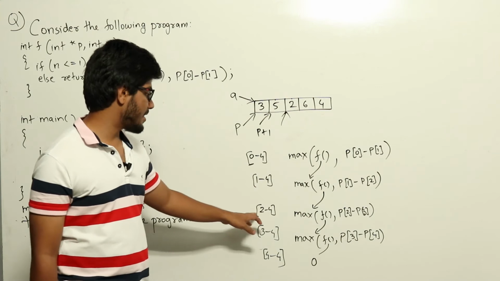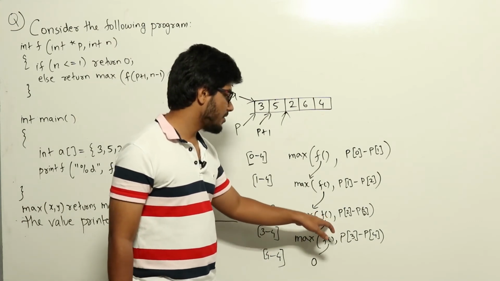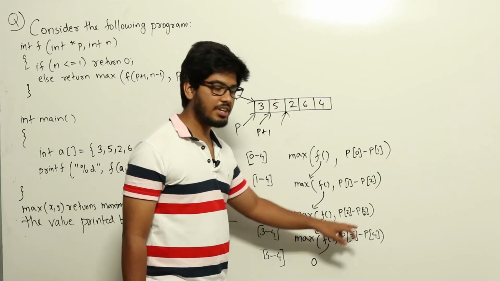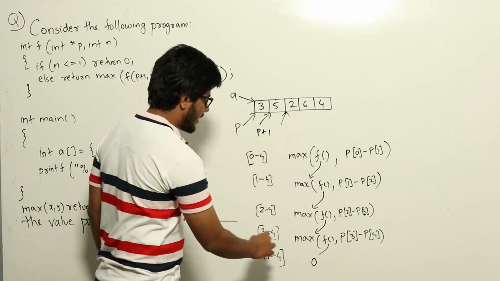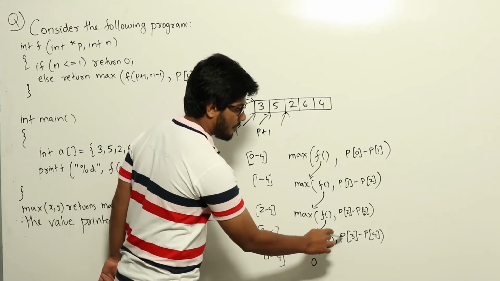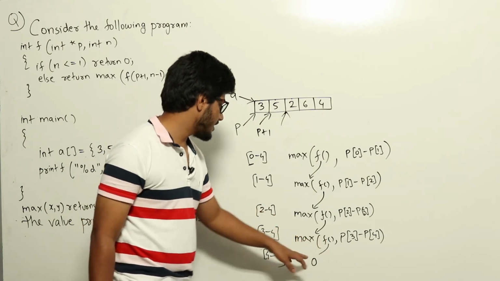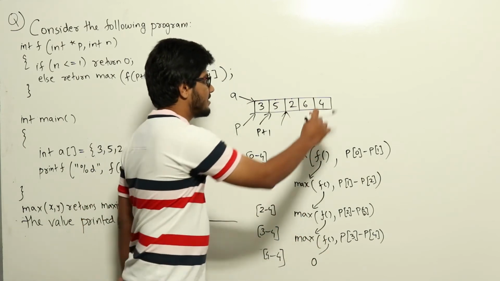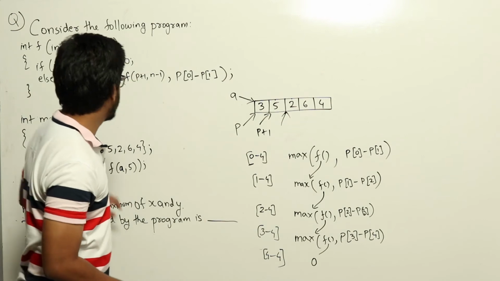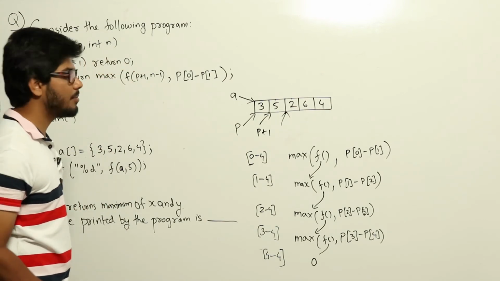Inside this function we are passing the array 2 to 4 and we are again calculating max of f, comma p of 2 minus p of 3. Inside this we are again passing the array 3 to 4 and we are again doing max of f comma p of 3 minus p of 4, and inside this function we are passing the array 4 to 4. Basically we are only passing this one element. So at that point n will become 1. So if n is less than or equal to 1, the return value will be 0.